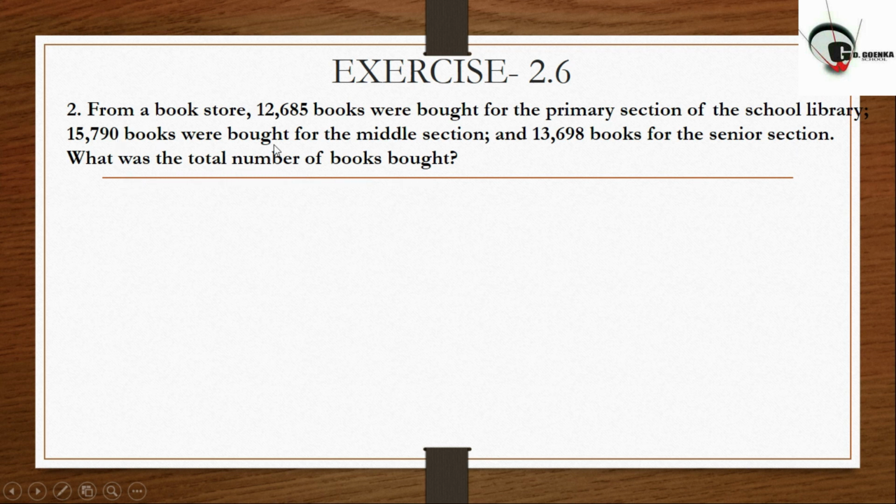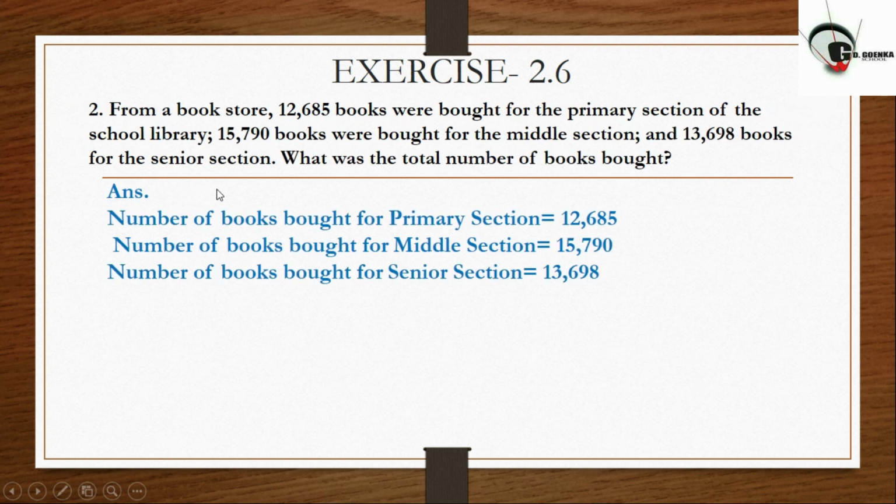As the last line suggests, total number of books, so I think it has been identified what operation we have to do. Yes, it is addition again. So let us write down the information below. This is the number of books bought for the primary section. These are the number of books bought for the middle section. And the number of books bought for the senior section. These are here.